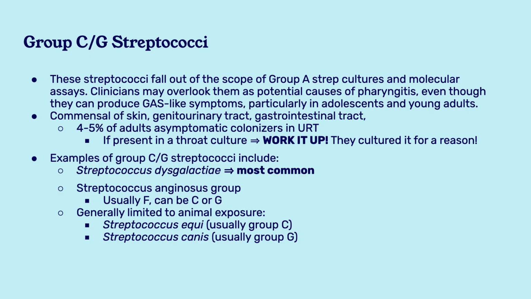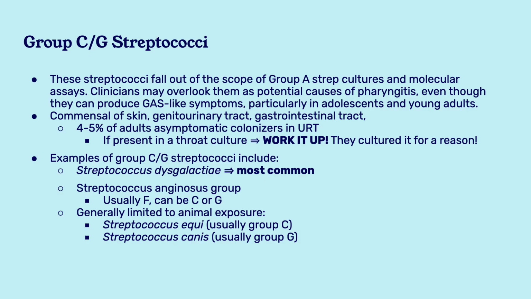Group C and G streptococci are considered commensals of the skin, genitourinary tract, and gastrointestinal tract. Around 4 to 5% of adults are asymptomatic colonizers in their upper respiratory tract. If group C or G strep are isolated in a throat culture, they should be worked up because the clinician cultured the throat for a reason. And what I mean by that is they cultured the throat because the patient is having upper respiratory symptoms.